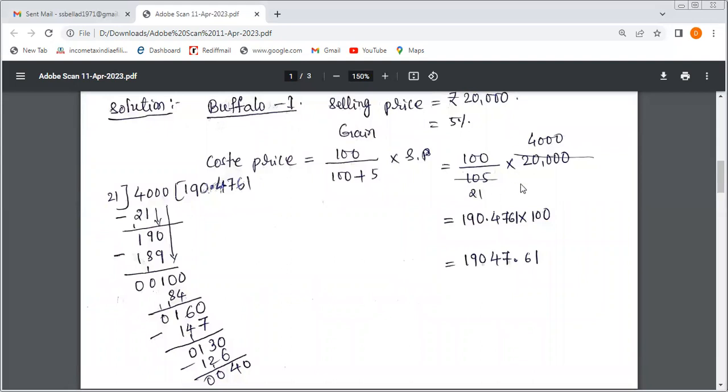So the answer here is, and for that this 100 is there, this we have to multiply. So the division of 4,000 divided by 21 gives 190.4761 into 100. And when you multiply by 100, you have to shift the decimal by 2 digits. So it's equal to 19047.67, which is the cost price of buffalo 1.